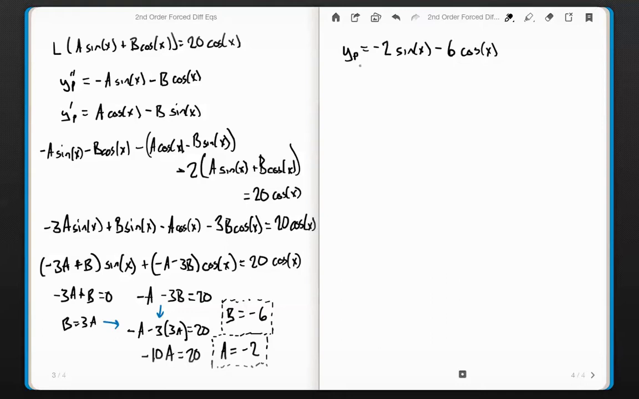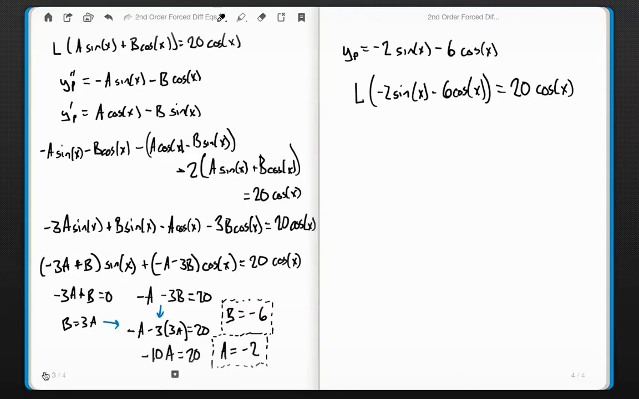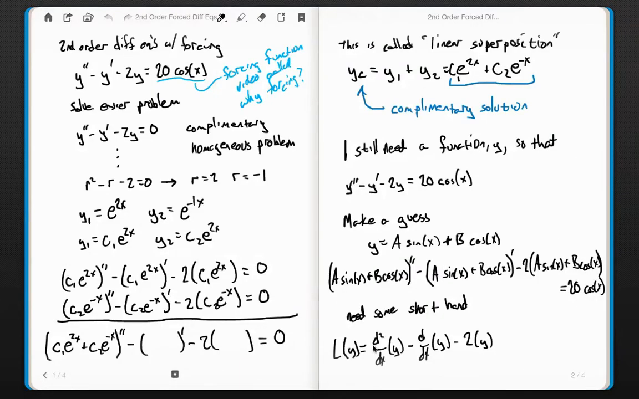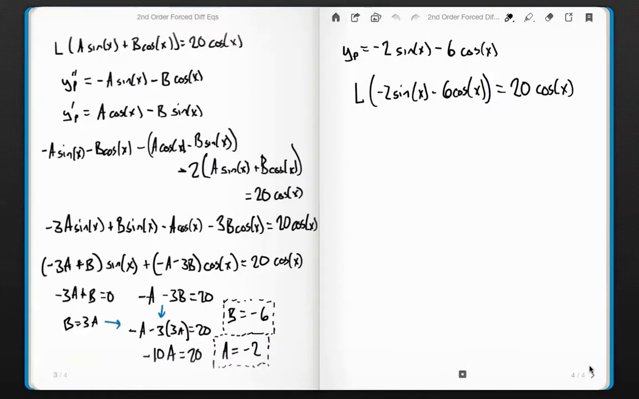So this is my particular solution, but I have a little problem here. This leaves me no flexibility, right? Because if I put L of my particular solution, negative 2 sine of x minus 6 cosine of x, that will equal 20 cosine of x. What is L? Let's revisit what L was. Yeah, L is the second derivative minus the first derivative minus 2 times the original function, which is what we've been doing this whole time.